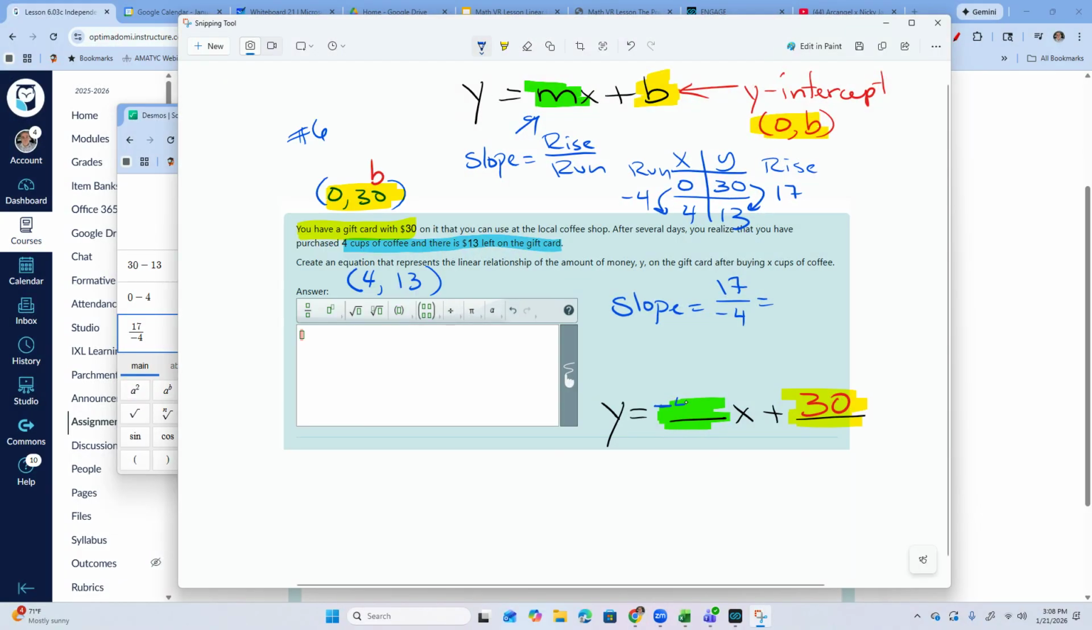Here I'm going to leave it as a decimal because this is a word problem that uses money. When you work with money, we write it like a decimal. And this is how you do problem number 6. Okay? I hope that helped.